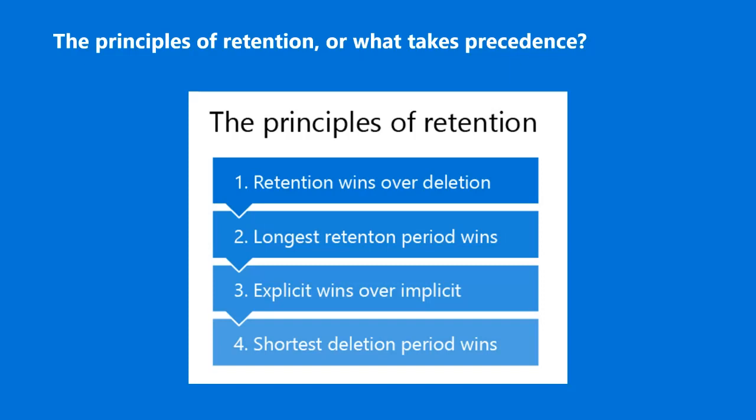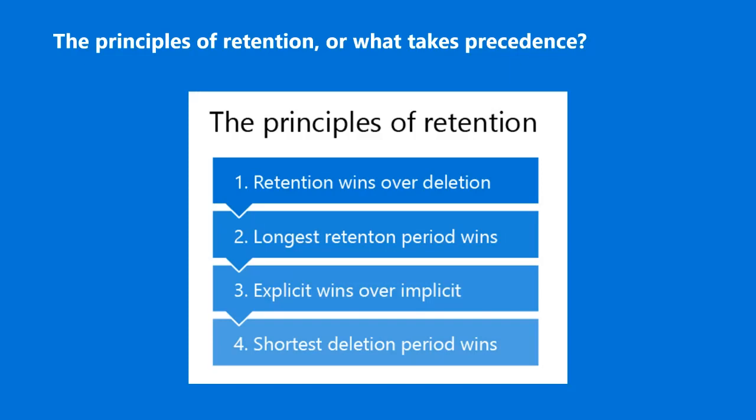If you have multiple policies with different actions of retention, the longest retention age will be honored, and the email items will be preserved until the age is met for the policy which has the highest retention age. Now, explicit wins over implicit, which is nothing but your personal tag will take precedence over the default applied tag. And the shortest deletion wins.